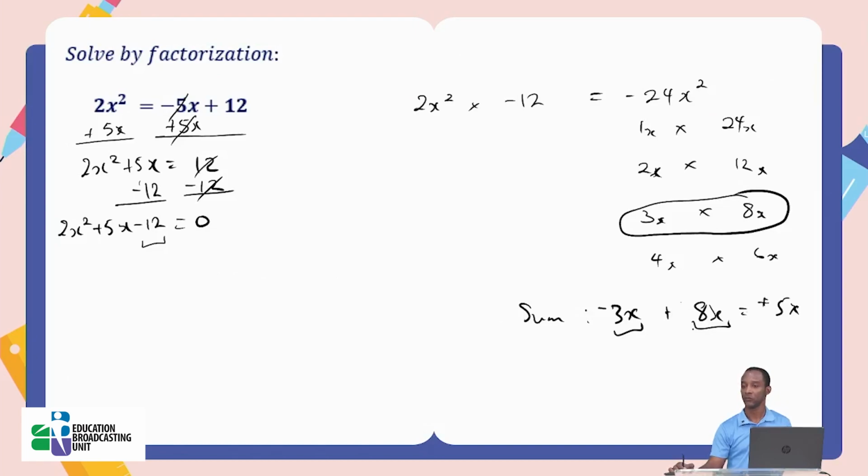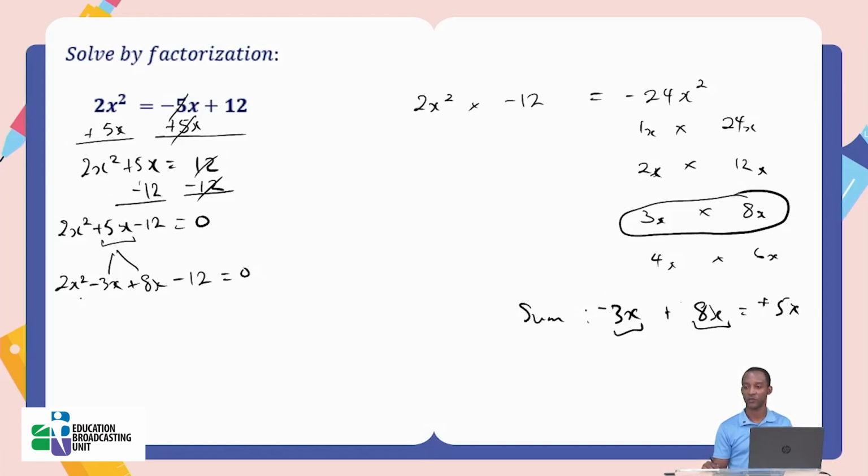Okay, so we're going to split the middle term into these two parts, the negative 3x and the 8x. So we have 2x squared, splitting the positive 5x, we're going to have negative 3x, and the positive 8x, and then the minus 12. So all we have done is to separate the middle term, the linear term, into two parts, negative 3x plus 8x, which still is positive 5x when simplified.